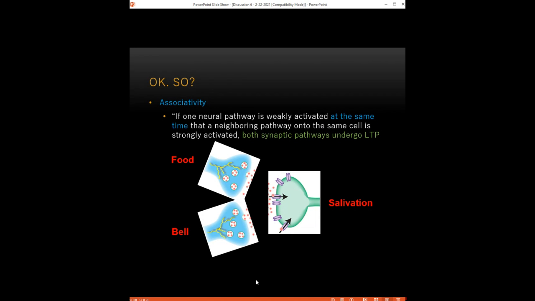So if one neural pathway is weakly activated, such as the bell, at the same time that a neighboring pathway under the same cell is strongly activated, then both of those connections will undergo long-term potentiation. Where you release more neurotransmitters and create more receptors, that will happen not only for the food connection to salivation, it'll happen for the connection between bell and salivation. So if you do this over and over again, you keep stimulating these things together, eventually a strong connection forms between bell and salivation.